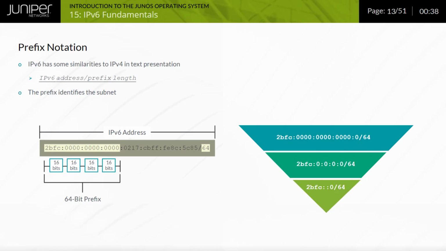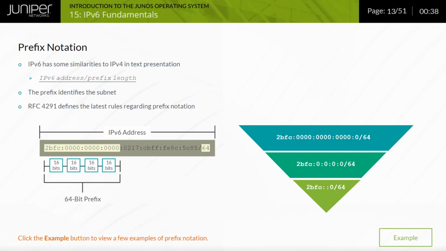As in the case of IPv4, certain prefixes are reserved and used for specific types of traffic. RFC 4291 defines the latest rules regarding prefix notation. Click the Example button to view a few examples of prefix notation.